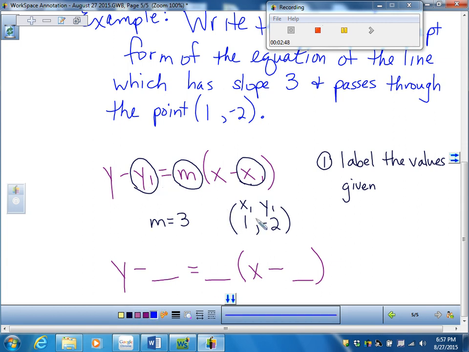So in place of y1, I see that y1 is equal to negative 2, so I'm going to put a negative 2 in its open space. In place of the m, I'm plugging in the 3, so the 3 goes in the m's open space. And I've got my parentheses x minus, and I have an open space where the x1 is, so I'm going to plug in 1, because that's what x1 is equal to. Now I'm going to simplify. So step 2, we plugged in, and we put them in their correct spots.